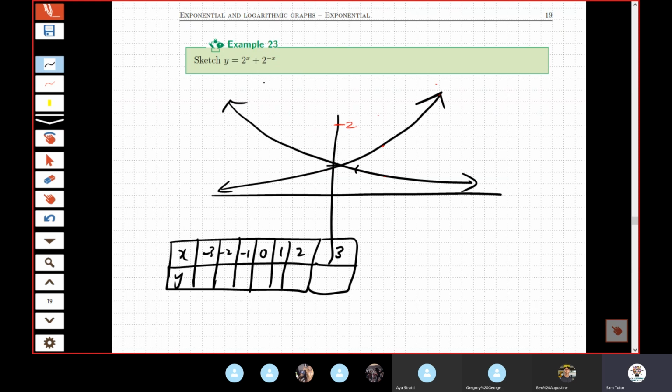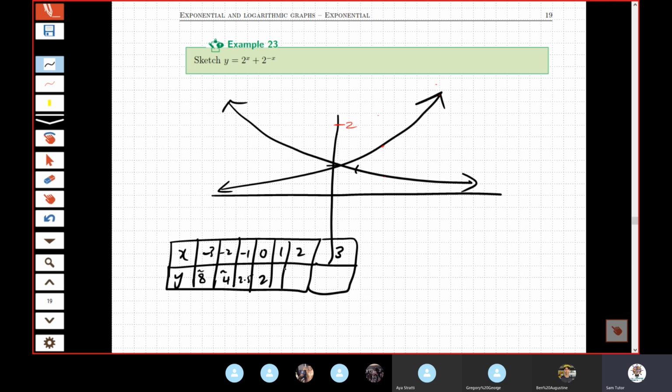What do you get? You get 2 to the power of negative 3 plus 2 to the power of positive 3, which is 8.125. We're just going to go roughly 8. Now if you sub in negative 2, you would get 4.25, again roughly 4. Sub in negative 1, you get 2.5. You sub in 0, we said you get 2.